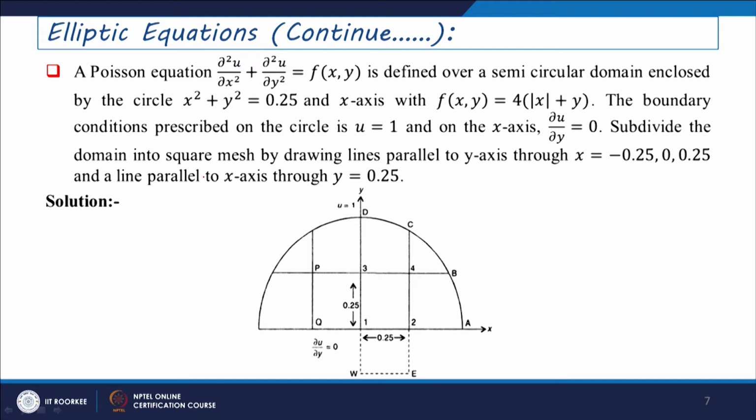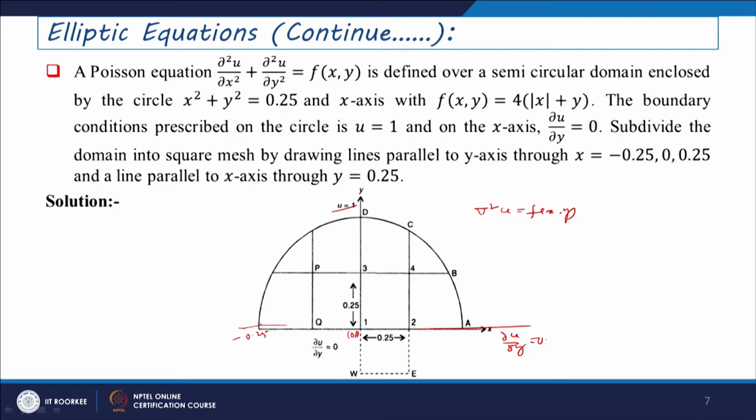So, the problem is written in the form of nabla square u equals f of x, y, and above this is the semicircular domain where we assume u equals 1, and along the x axis we consider del u by del y equals 0. So, if we subdivide this domain into a square mesh by drawing parallel lines along the y axis through x equals minus 0.25, 0 and 0.25. Since this defines the circle with center at the origin, x varies from minus 0.25 to 0.25.